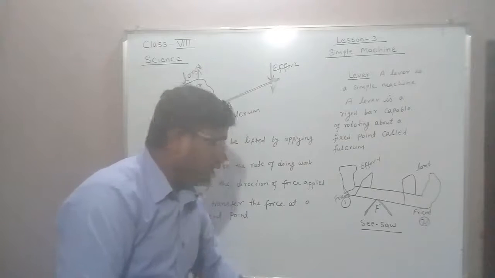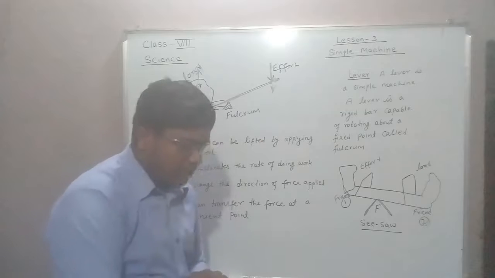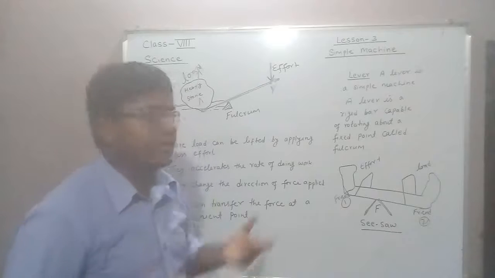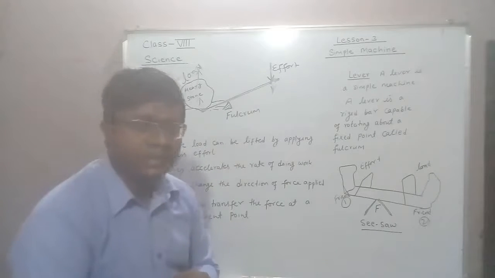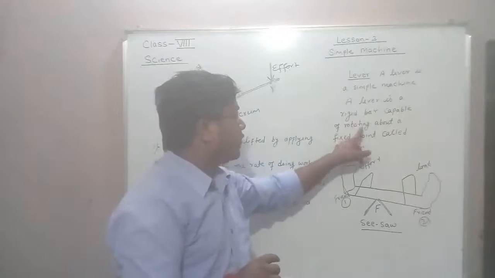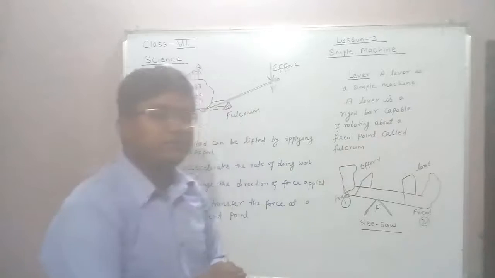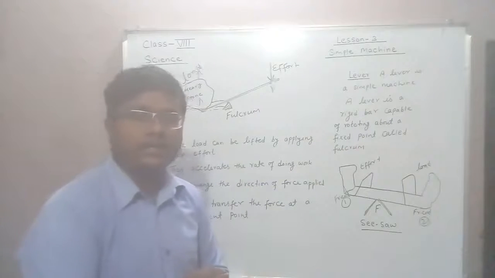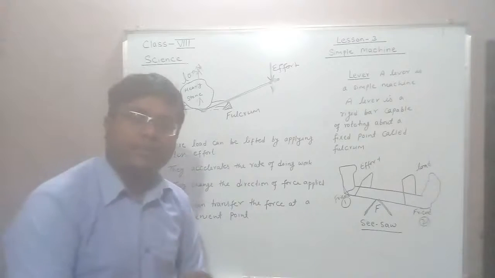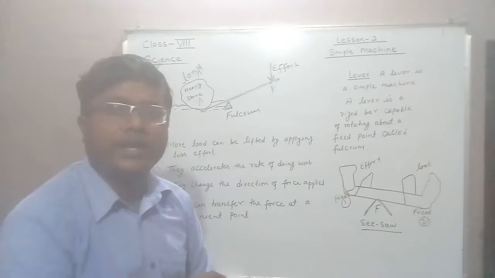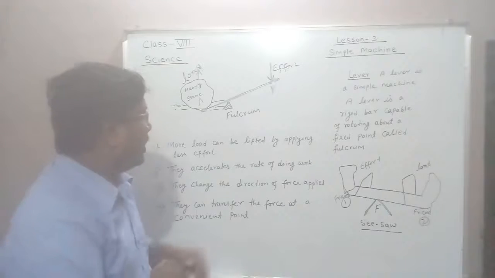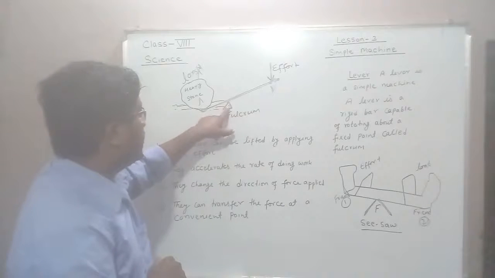So what does this lever mean? This lever is also a simple machine. A lever is a rigid bar capable of rotating about a fixed point called the fulcrum. So you can take this as a lever, and that point is your fulcrum.